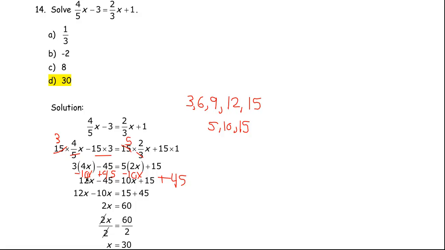So I have 12x minus 10x on the left. Those add to 0, 15 plus 45 on the right. Now 12x minus 10x would be 2x, and 15 and 45 add to 60. And then I want to isolate the x, so I want to get rid of the 2. The 2 is multiplied by x, so that's why I'm dividing by 2 here. So I divide both sides by 2. Those divide out to give me just 1x, or x here, and 60 divided by 2 is 30. And so D is the correct answer for number 14.